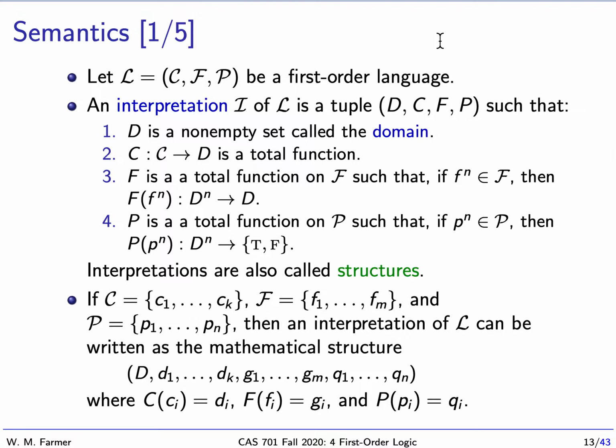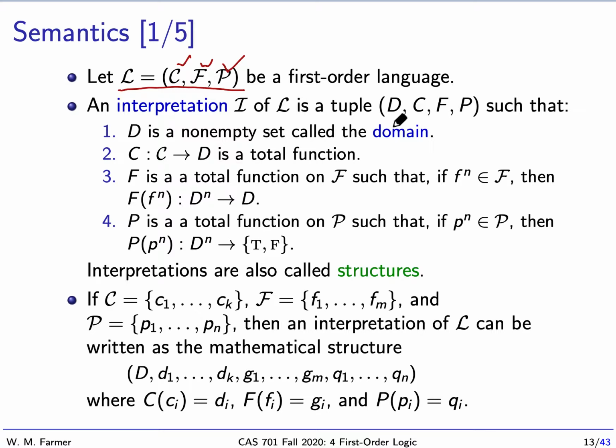So let L be a first-order language. As you know, this contains a set of constant symbols, function symbols, and predicate symbols. What we'd like to do is come up with a way of giving meaning to these symbols. This is known as an interpretation. So it's an interpretation of our language.